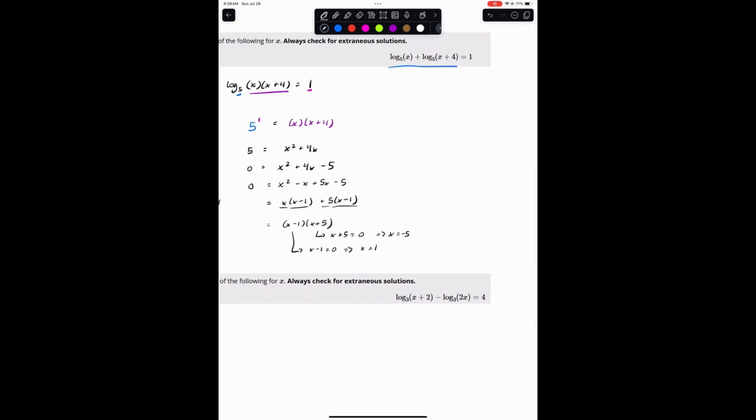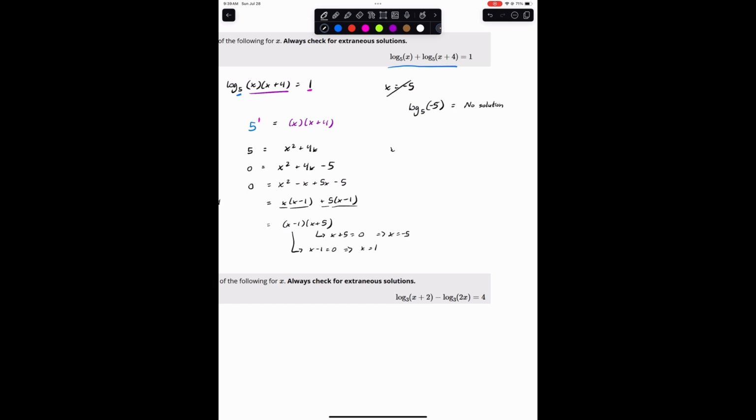For x equals negative 5, I'm going to plug into the first one: log base 5 of negative 5. This is no solution. Positive base, negative argument, so this does not work.